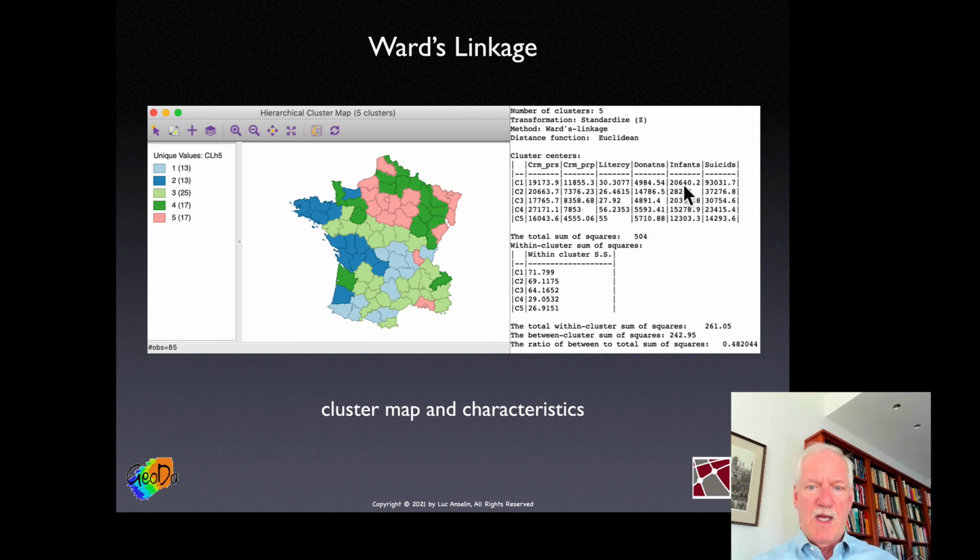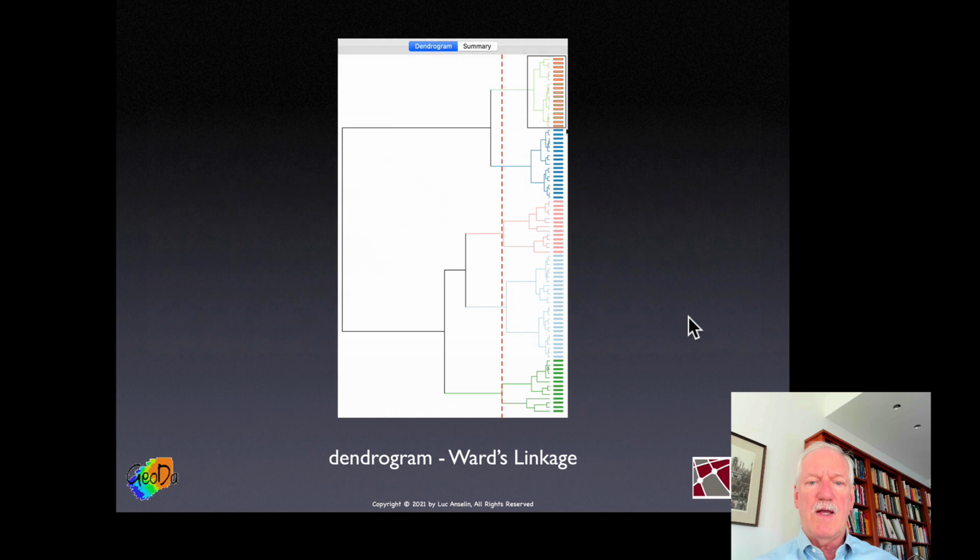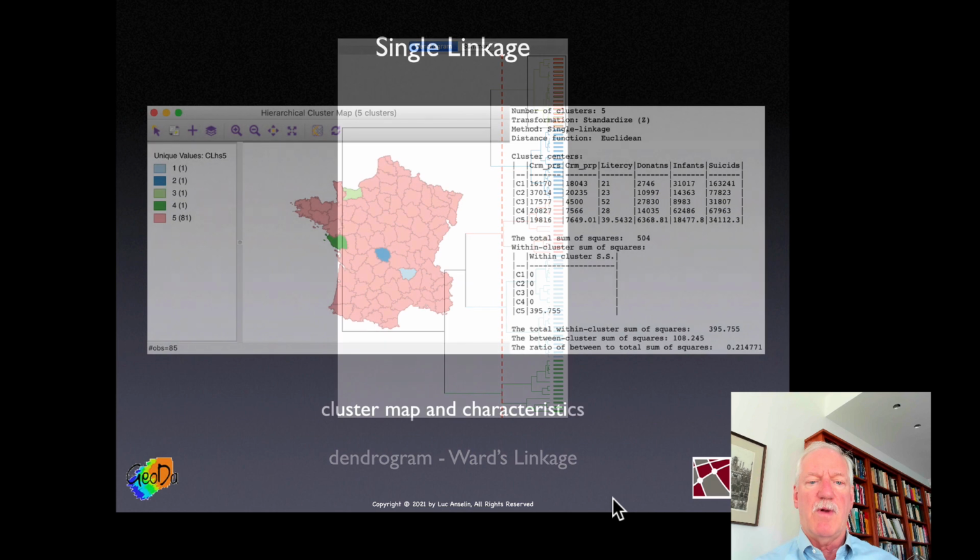And we have the same characteristics, the centers of the clusters, and the sum of squares criteria. Everything is the same as before, and I won't dwell on it. Now, let's look at the dendrogram, which shows the very nicely balanced groupings that we had before. In fact, this is a dendrogram that I've been showing in the previous example.